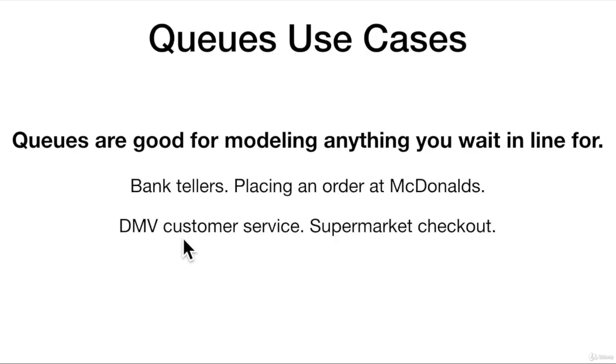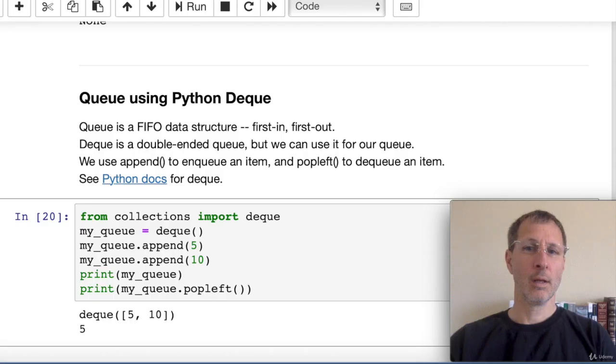So some use cases for queues: just about everything you wait in line for. So bank tellers, placing an order at McDonald's or your favorite restaurant, DMV, customer service, supermarket checkout, pretty much anything that has a line is what a queue is. And it's important to be able to model that in a computer program. So the queue data structure allows us to do that.